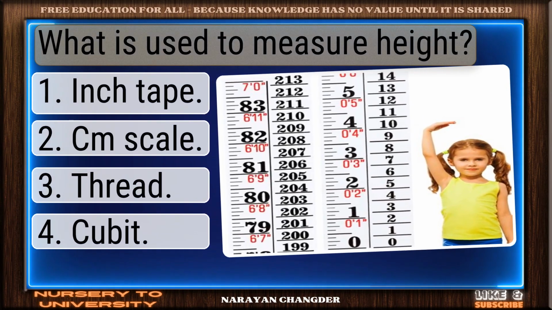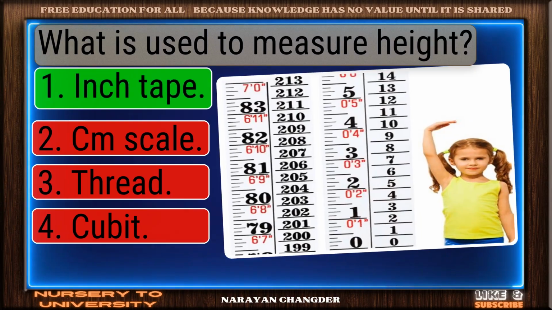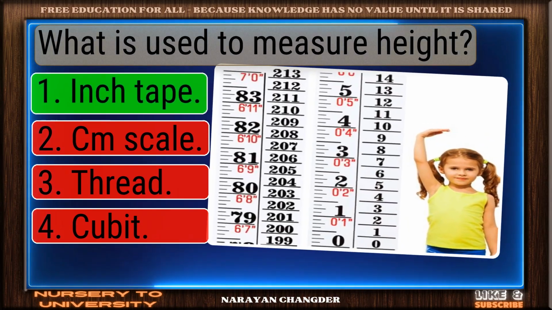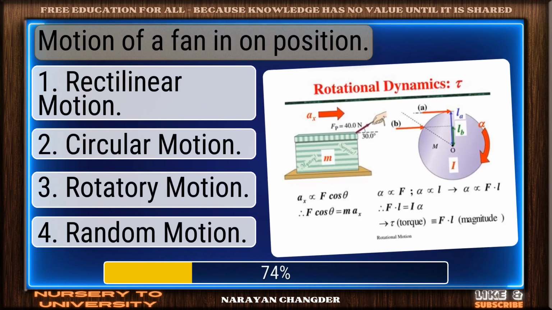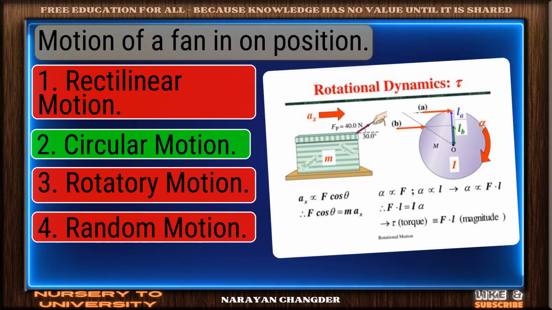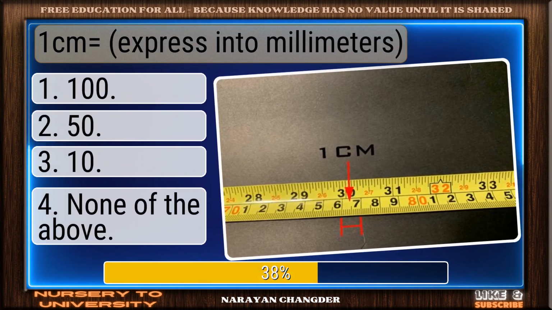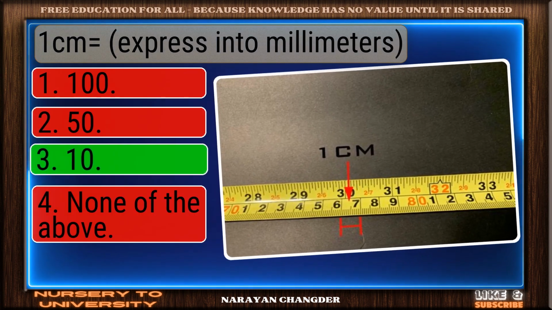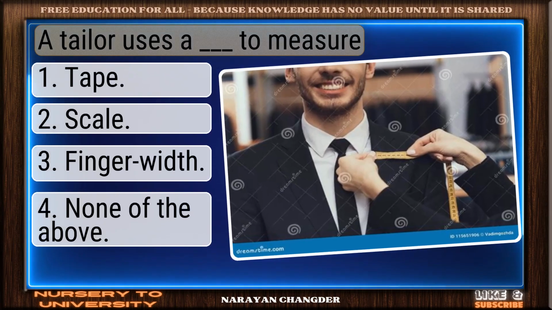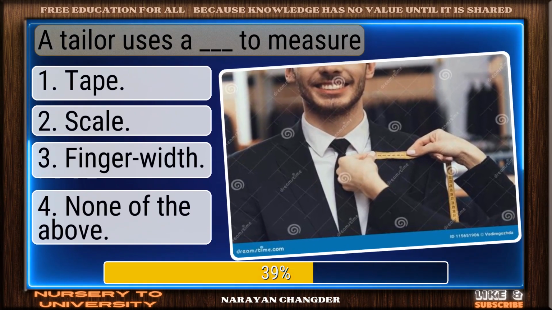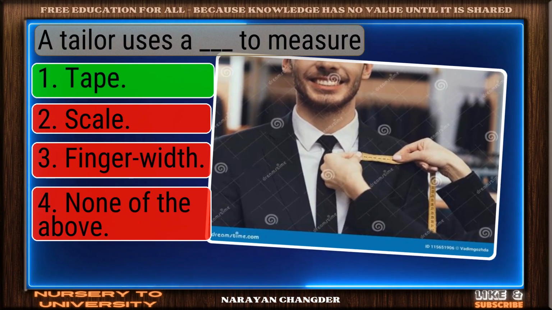What is used to measure height? Excellent. Inch tape is a brilliant choice. Motion of a fan in on position. You're right. Circular motion is the correct answer. 1 dm equal to dash cm. Right choice. 10 is the best answer. A tailor uses a dash to measure. You chose tape, and it is correct.